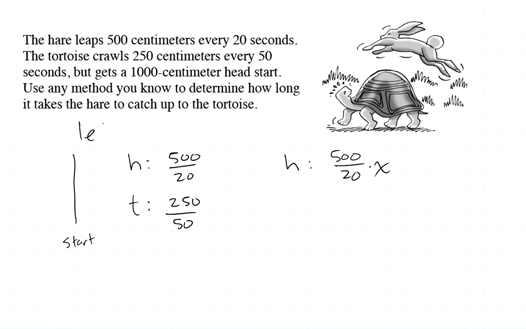So I guess I'm going to say also let x equal seconds. I don't know if it's seconds of race or just seconds moving. So if the hare is moving, oh dear. If the hare has moved 1 second, right, then it would have traveled a distance of 500 over 20 centimeters. And if time gets up to 20, then the hare would have moved 500 centimeters.